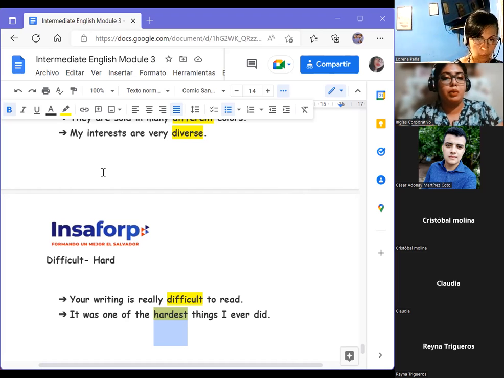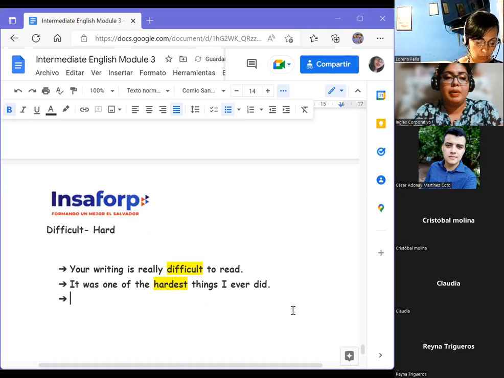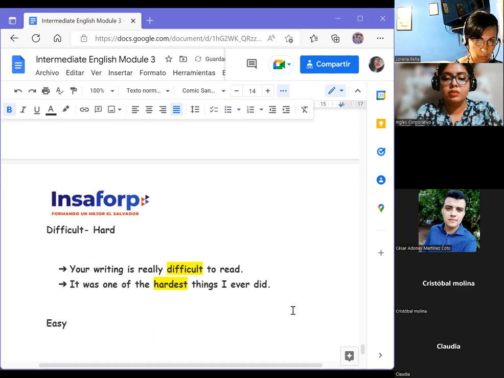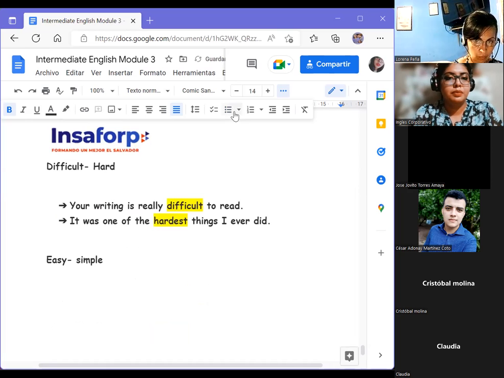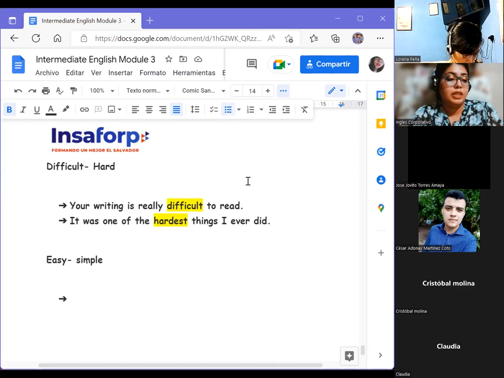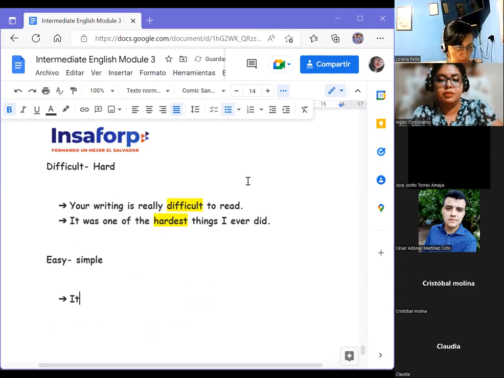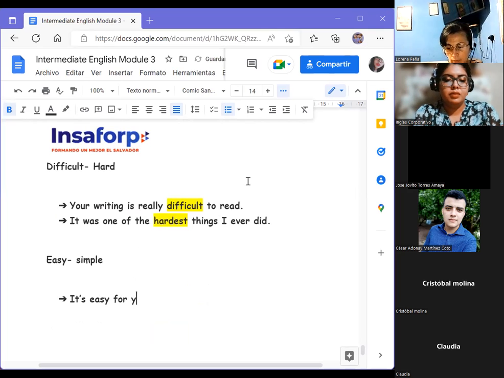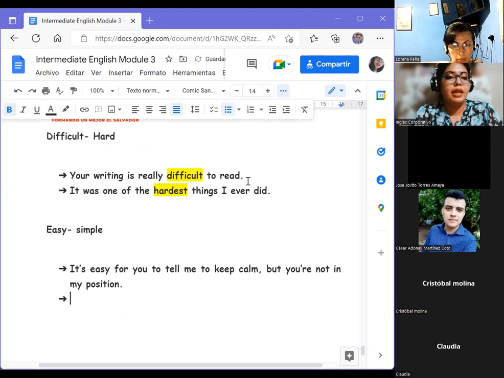Then we have easy and simple. We are just going to write a couple of examples more and then we are going to change the topic. Easy and simple. And it says, it is easy for you to tell me to keep calm, but you are not in my position. And we have the second one that says, the answer is really quite simple.